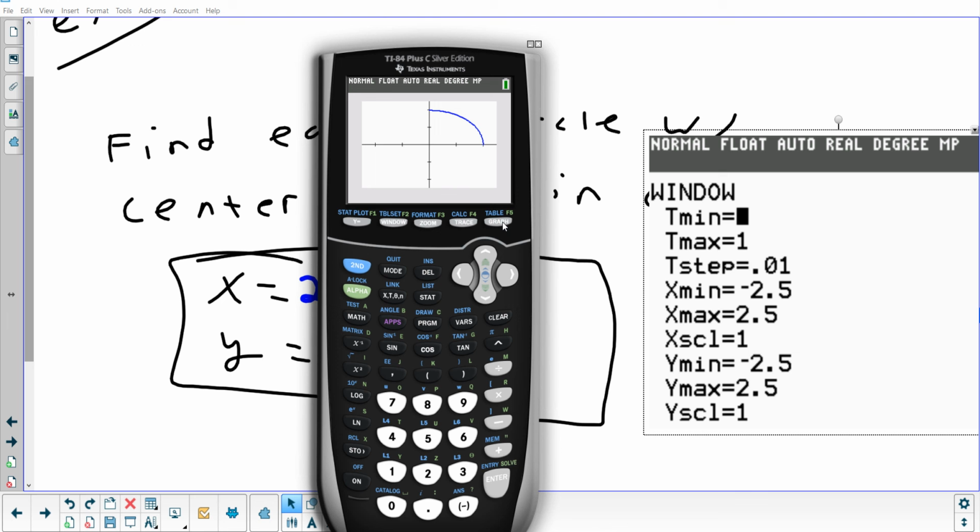And that's what I get if I do a t-min of 0 and a t-max of 90. Did I get a full circle? No. So, what do you think I need to make my t-max to get a full circle? Yep. 360. You need to make it 360.